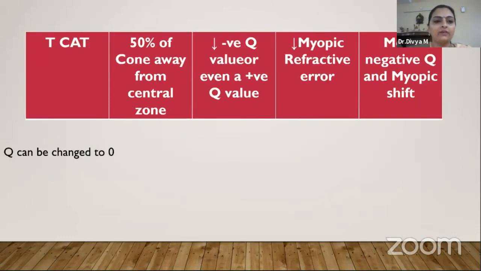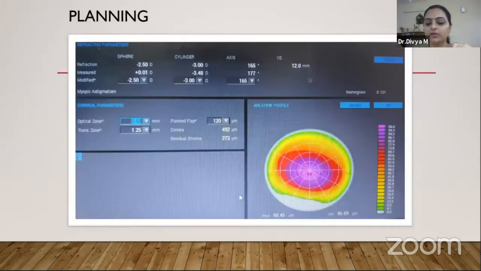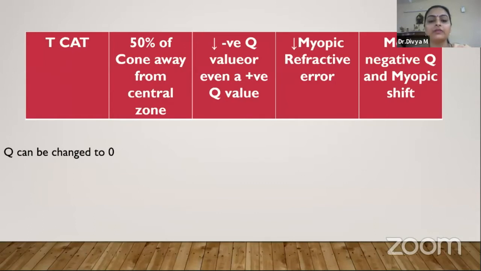Again, when your cone is away from the central zone, that is, more than 3 millimeters away, you will have a negative Q value, or even a positive Q value is possible. So here you can change your Q to be zero.